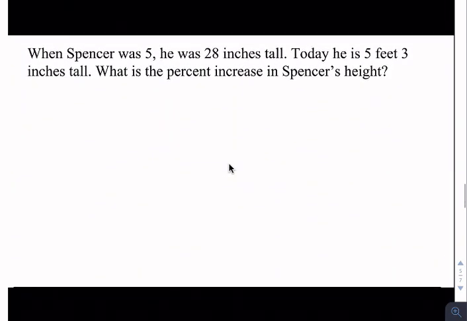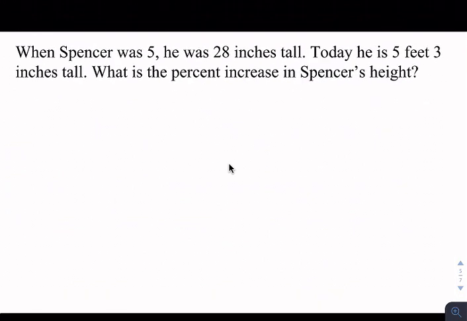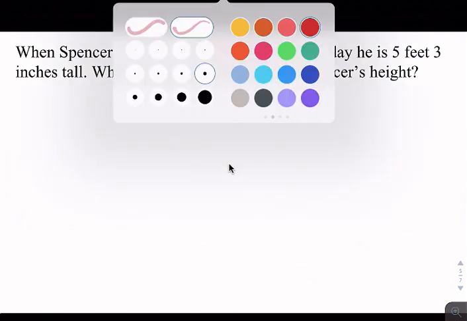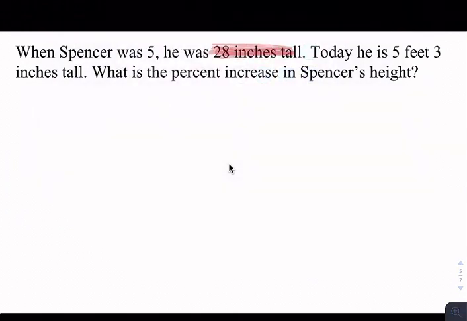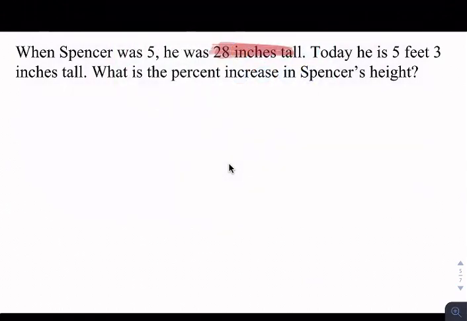Okay, so here's one more example. When Spencer was 5, he was 28 inches tall. Today he is 5 feet, 3 inches tall. What is the percent increase in Spencer's height? Okay, so our original is 28 inches tall. And our new is 5 feet, 3 inches.